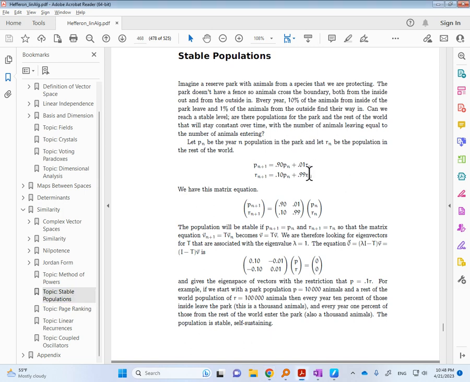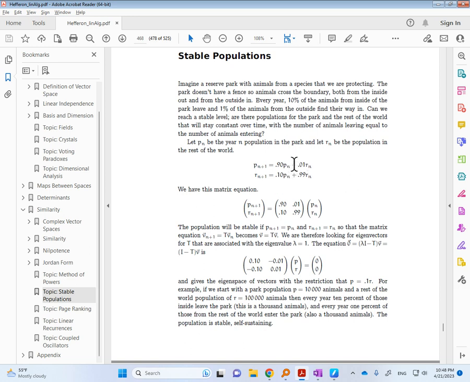This encapsulates the fact that of the population at time n that's in the park, 90% remain in the park and 10% go out of the park. Of the population that's outside of the park, 99% stay outside of the park and 1% go into the park. So what you can almost see right away is that the population outside is going to be 10 times bigger than the population inside, because that's the only way to make the in and the out balance.